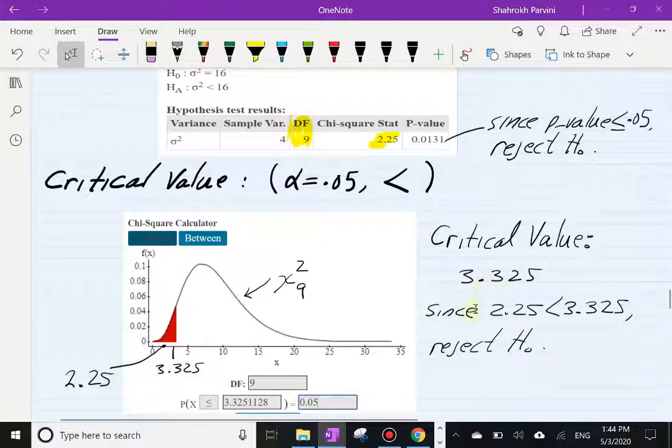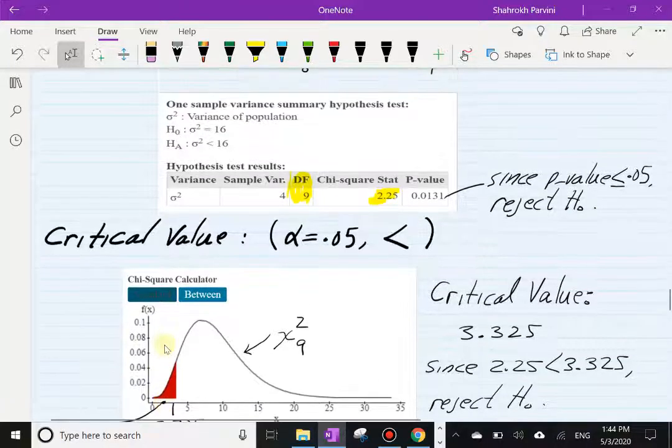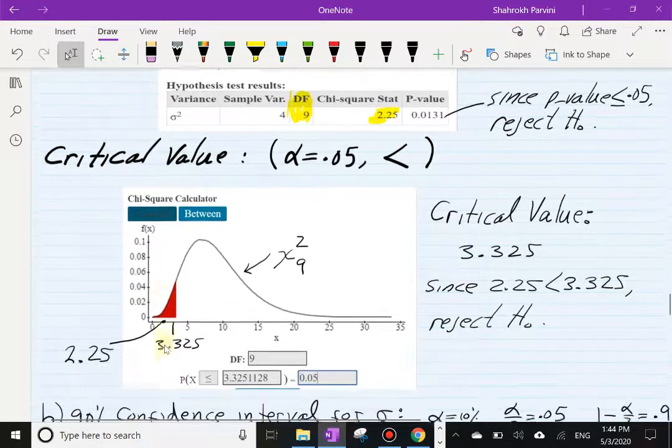Using critical value approach, remember our test statistic from above was 2.25, is right here. 2.25 is less than 3.325. That means we are in that rejection region. So we're going to reject the null hypothesis. So we've done it both ways now, using critical value and using p-value.